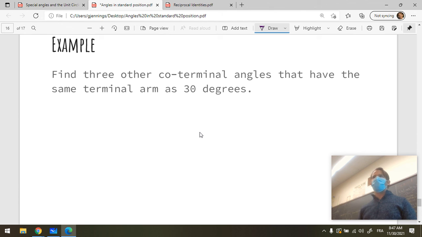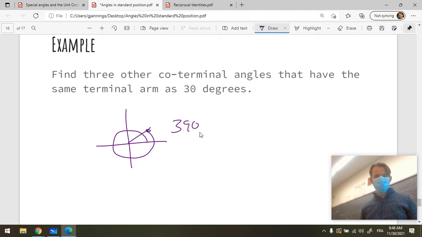Liam. Okay. I'll do one. Here's my visualization. I imagine going around and stopping at about 30 degrees. So that looks to me like 360 plus 30, that'd be 390 degrees. I just did the easiest one. Someone do some more. That would be the same.